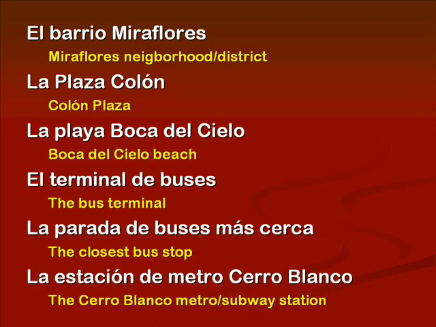Again, these are just examples of places, some of them real, some of them fictional, that you could ask the locals where they are, okay? Vocabulary practice, pronunciation practice, but I'm going to use some of these in the examples that follow.